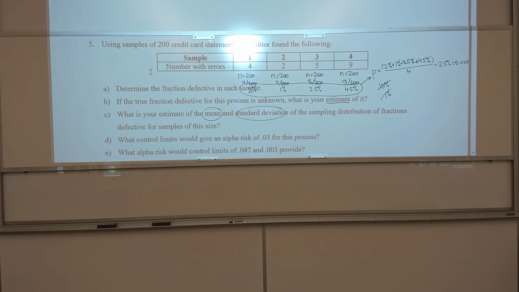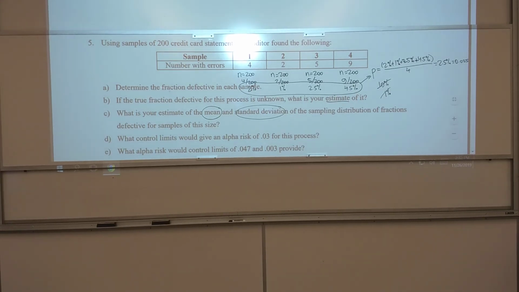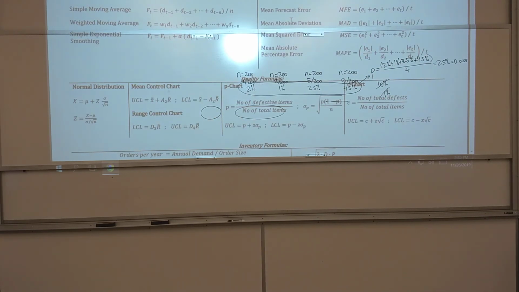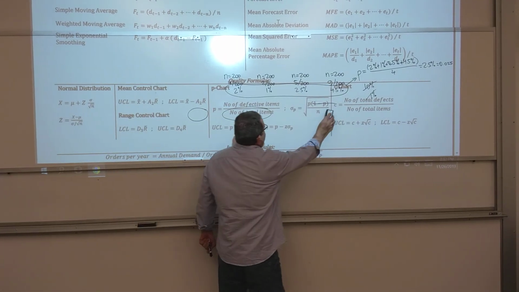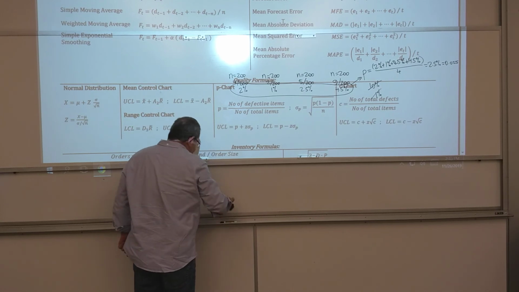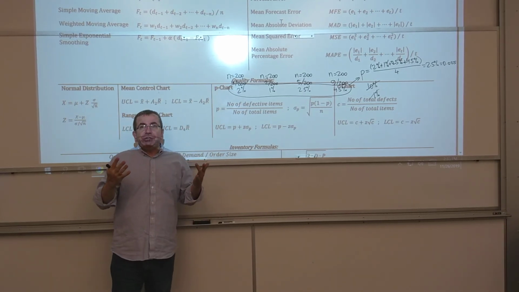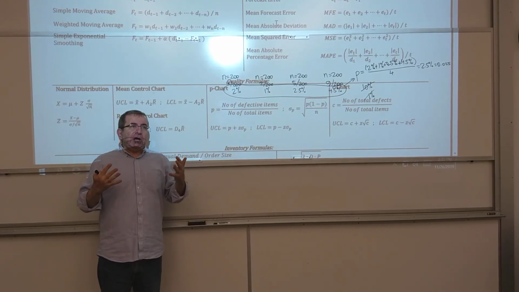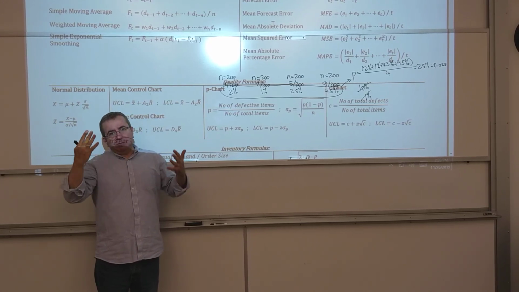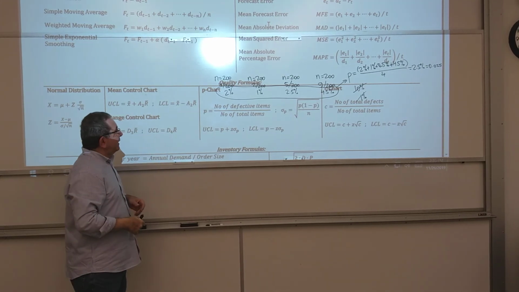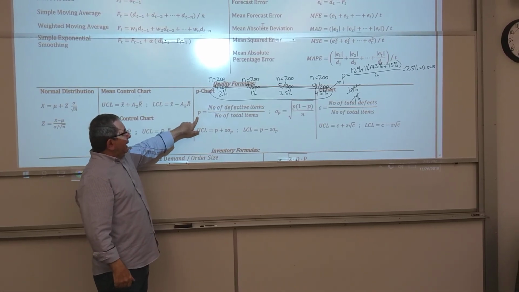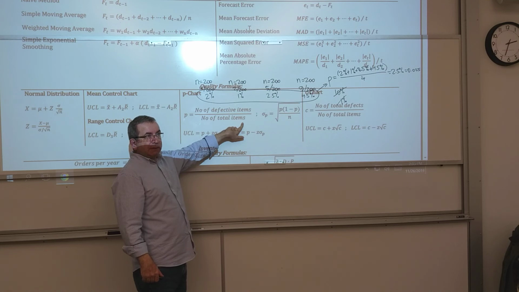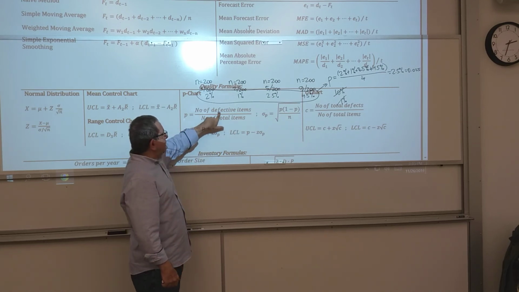What is your estimate of mean and standard deviation? For this, we need to use the following formula. So this is a P chart because you have an item that is defective or not defective. A credit card statement contains mistakes or no mistakes. It's 0 or 1. So here, p is the number of defective items over the number of total items.